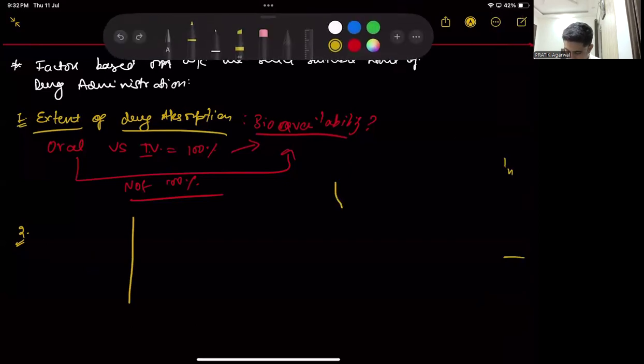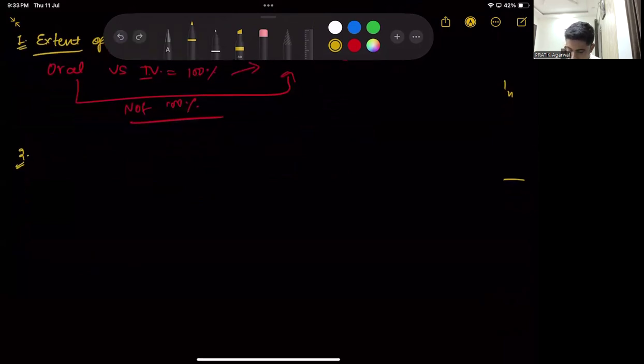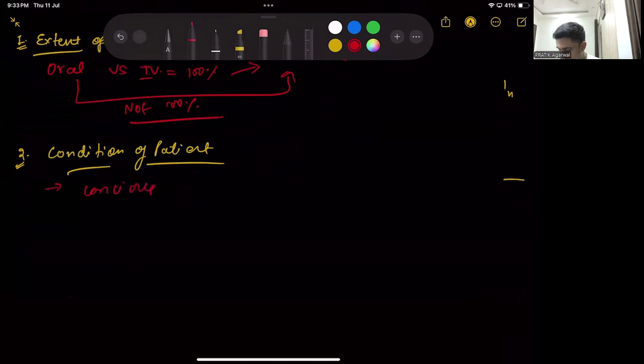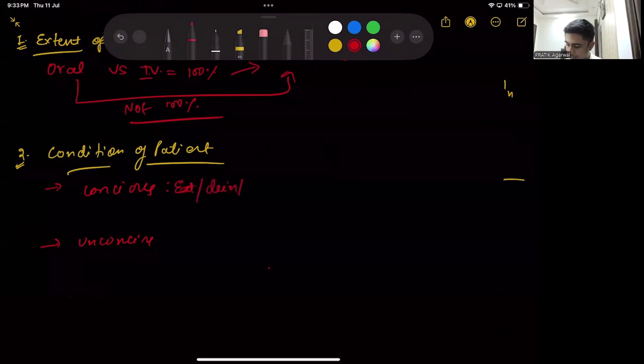Now, the second factor that influences which route we take is the condition of the patient. What do we mean by that? A patient is either conscious or unconscious. When a patient is conscious, he is in his senses and he can do voluntary actions, like eat, drink, and perform activities.